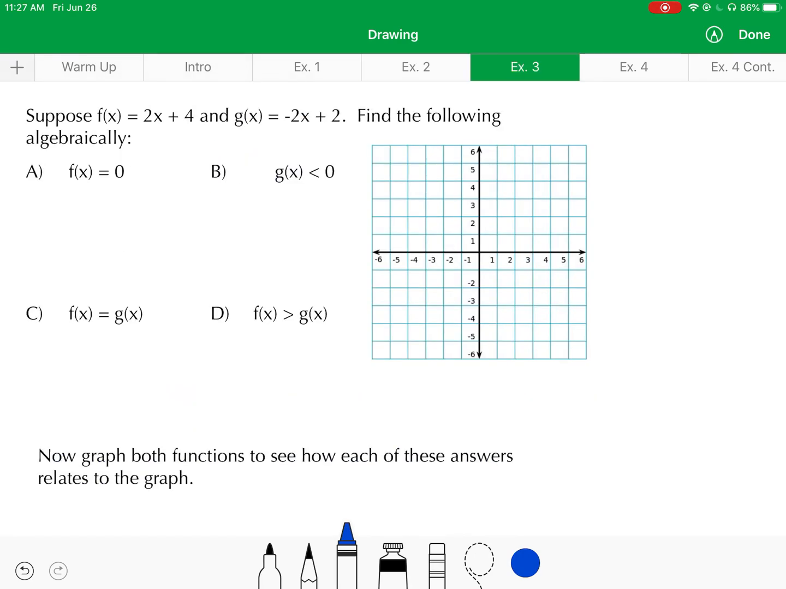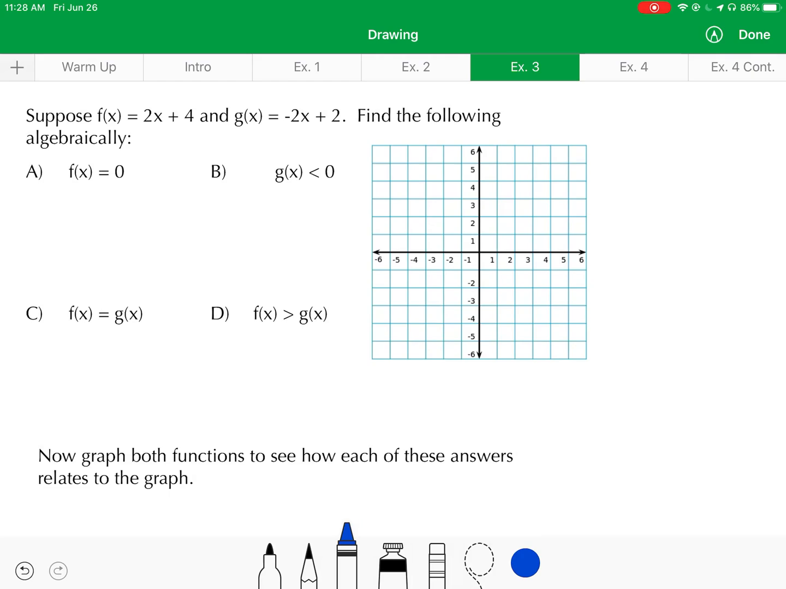All right, moving forward. Here we have two linear functions, f of x and g of x, and we have four different problems that have been posed. We want to find them all algebraically first, and then once we've found them algebraically, we're going to graph the two functions, and we're going to see how the graphs match the solutions for each one of these problems.